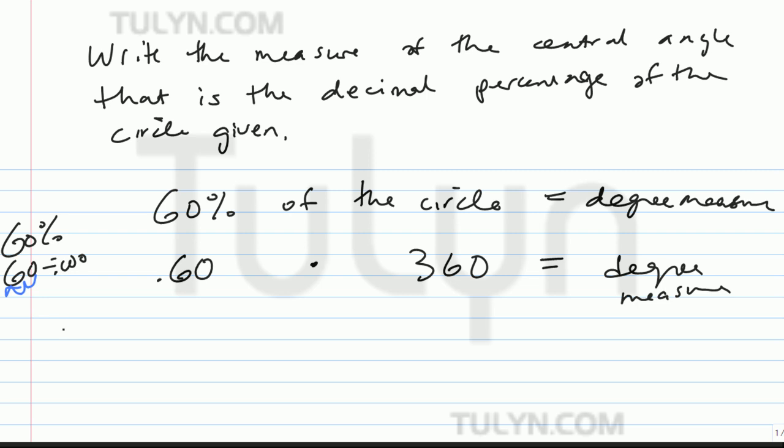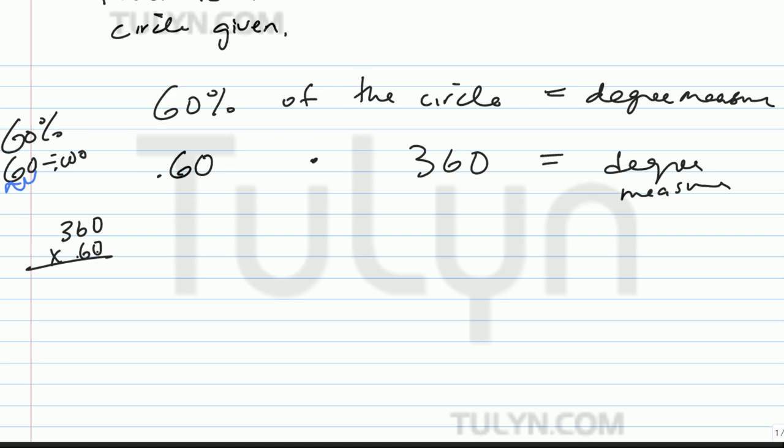Alright, so 360 times 0.60, let's see what that's going to be. 0 times 0 is 0, 0, 6 times 0 is 0, 3 times 0 is 0, place value holder 0, 0 times 6 is 0, 6 times 6 is 36, put a 3 up here, 3 times 6 is 18 plus 3 is 21, add 0 plus 0 is 0, 0 plus 0 is 0, 0 plus 6 is 6, 1 plus nothing is 1, 2 plus nothing is 2.